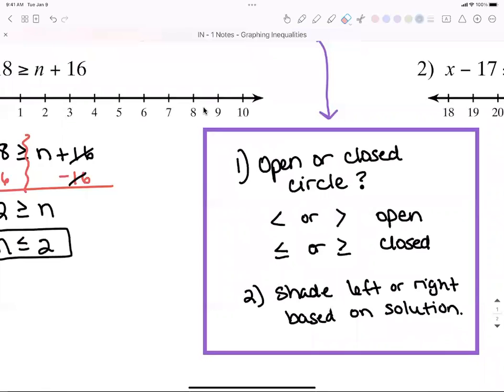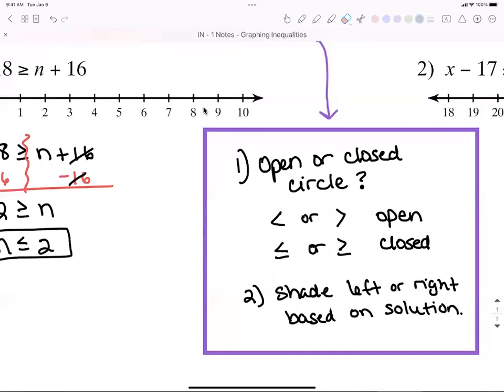point. And then the second thing you have to do is you have to either shade to the left or shade to the right based on your solution, or basically which direction your inequality sign is pointing, which is why it's important to remember the flipping the sign thing, because if you forget to flip the sign, you'll shade the wrong side.